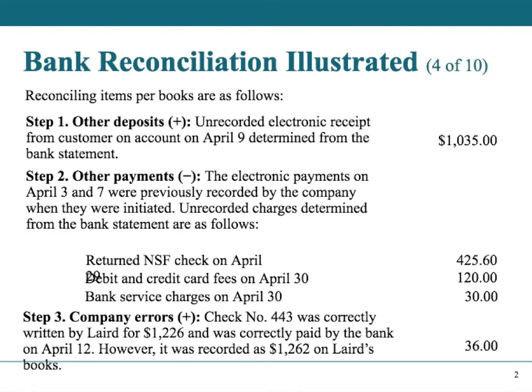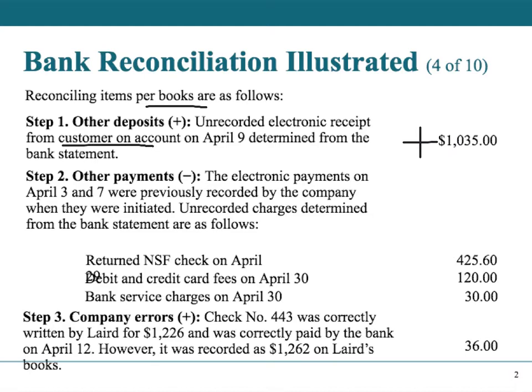How about the other side? We have reconciling items per books. We had an other deposit, so it was an electronic receipt that we got from the customer as a payment on the account. So we just read it in the statement that the receipt was made. That's why we're going to go ahead and record it as our cash. There were other payments that we initiated in April. Since we initiated them, it's very similar to writing a check. We already recorded them, so they are in our books. No reconciliation is necessary. It's not a difference between the two.